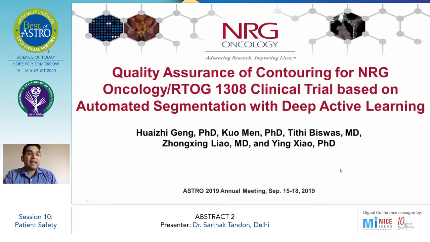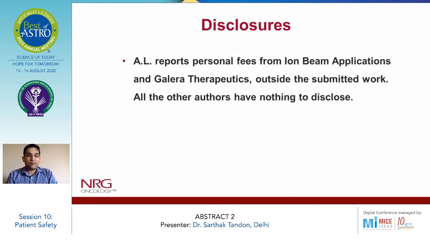Yeah. So my next abstract is also based on quality assurance, but this quality assurance is primarily related with contouring for a clinical trial setting. So quality assurance of contouring for an NRG oncology protocol, RTOG 1308, which was based on author segmentation with deep active learning. Next, please. These were the disclosures of the authors.